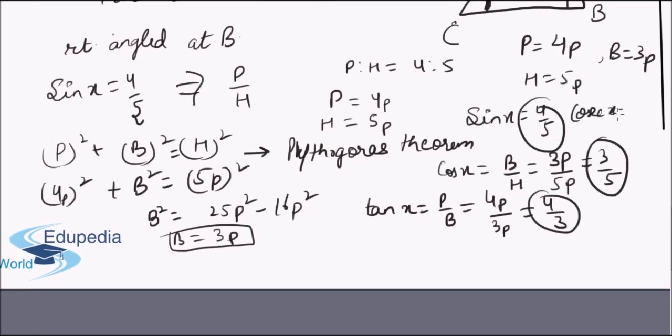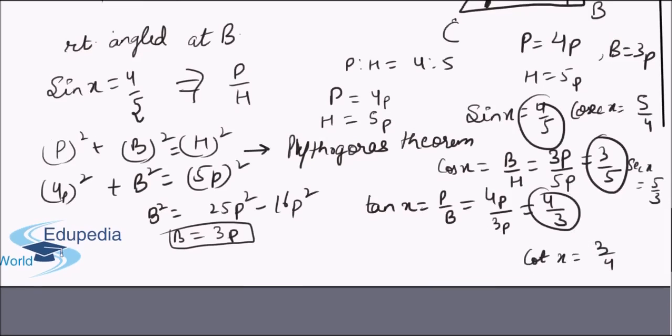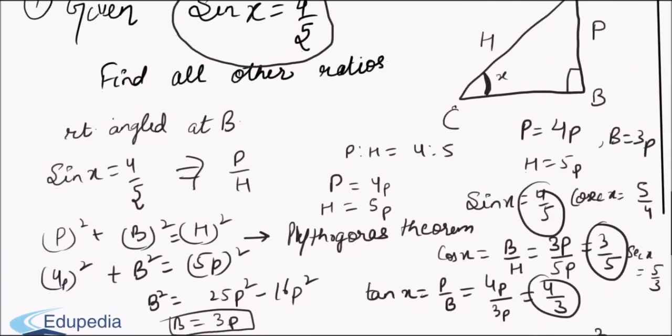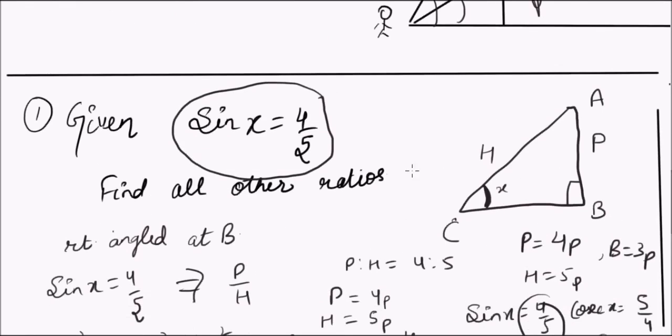cosecant x will be the reciprocal of sin x, so it will be 5/4. Secant x will be the reciprocal of cos x, so it will be 5/3, and cotangent x will be 3/4, the reciprocal of tangent x. So in this way we can find out all the trigonometric ratios if we are provided with only one trigonometric ratio.